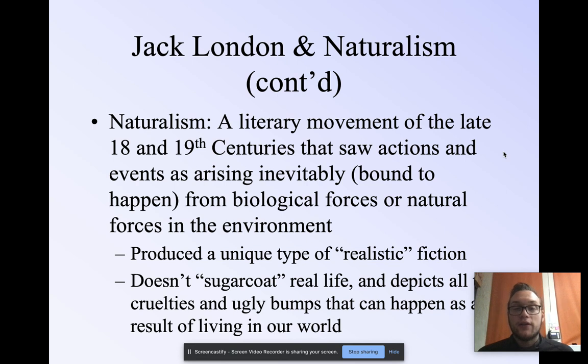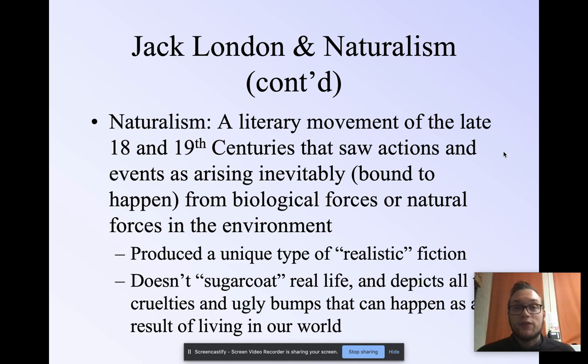But naturalist writers, they kind of broke away from that. They didn't want to sugarcoat life. Hey, there's a lot more out there than just focusing on who we were going to marry, focusing on our love life, focusing on our experiences traveling from point A to point B. All right. So they showed a lot of real life, so to speak. They didn't sugarcoat anything. They focused on all those ugly bumps and bruises along the way.